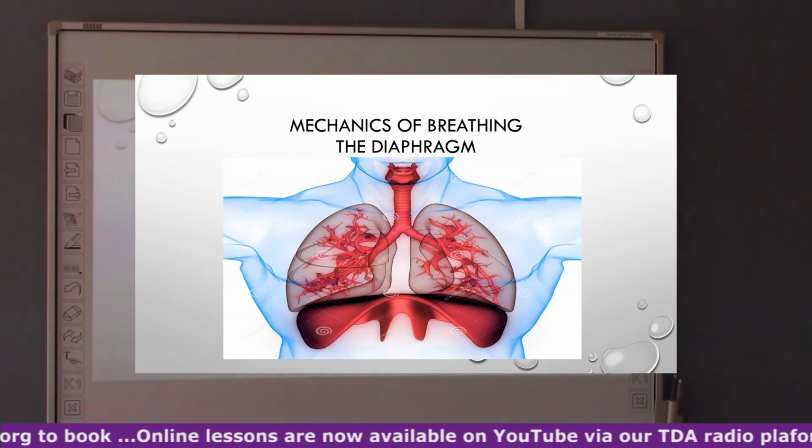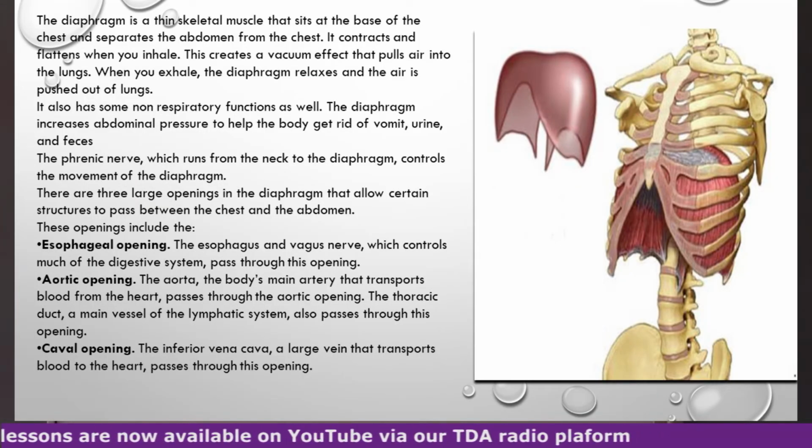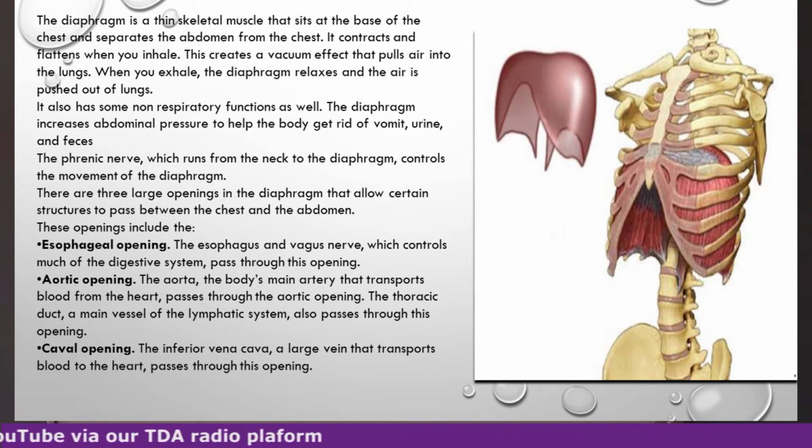So, what is the diaphragm and what does it do? The diaphragm is a thin skeletal muscle that sits at the base of the chest and separates the abdomen from the chest. It contracts and flattens when you inhale. So this creates a vacuum effect that pulls air into the lungs. So when you exhale, the diaphragm relaxes and the air is pushed out of the lungs.